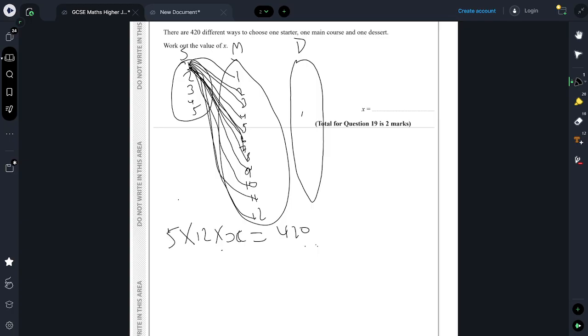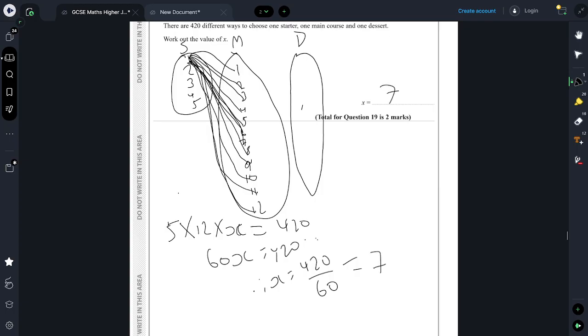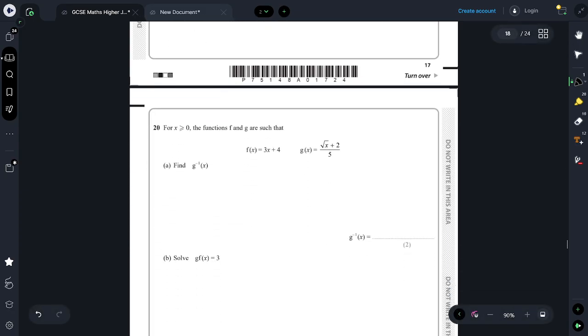So we just have to solve for x. 5 times 12 is 60, so 60x is 420. That means x is 420 over 60. How many 60s go into 420? 420 divided by 60 is 7. So x has to be 7. Cool.